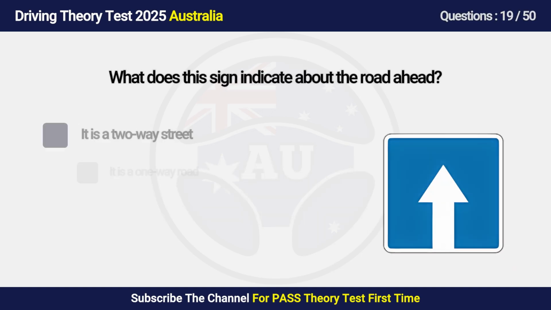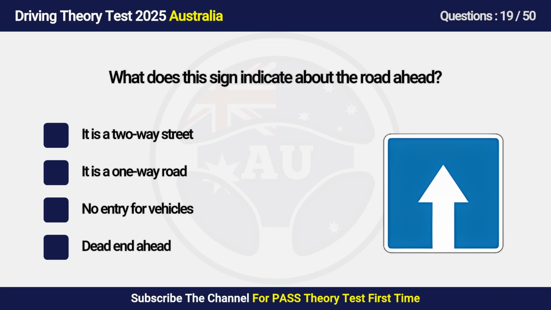Question 19. What does this sign indicate about the road ahead? A. It is a two-way street. B. It is a one-way road. C. No entry for vehicles. D. Dead end ahead.